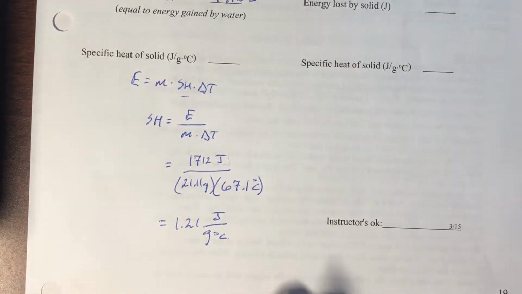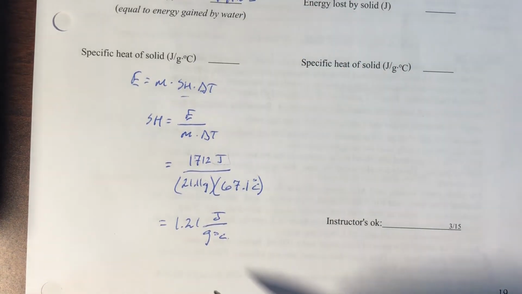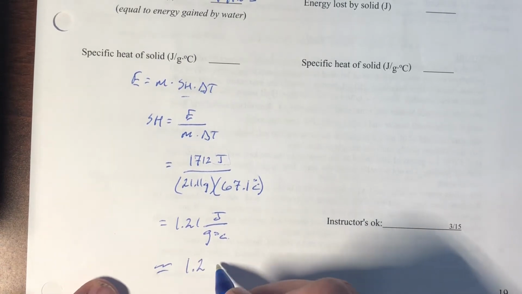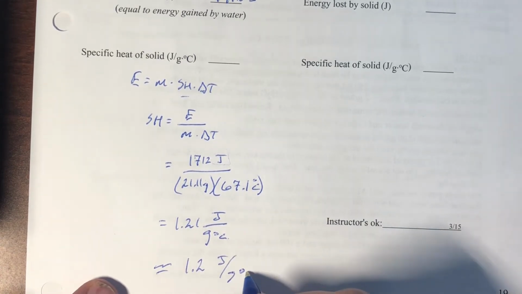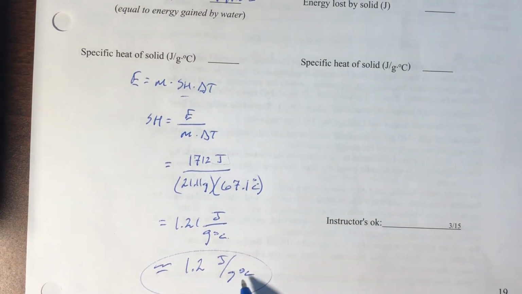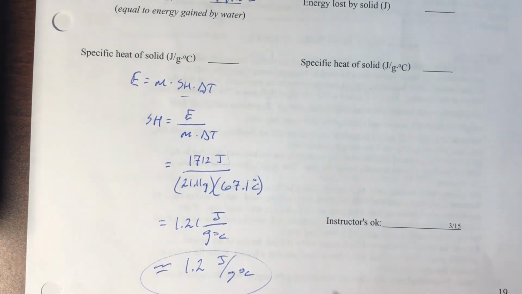Sig figs wise, that energy was really limited to 2 because of the delta T associated with water, so we'd legitimately only be able to have 2 here as well. And there we have it. As with part 2, our specific heat in trial 1 should be fairly close to our trial 2, though the data that leads to that, the masses and whatnot, just are what they are. But when we do the ratio here, that ratio should come down to something close to this.